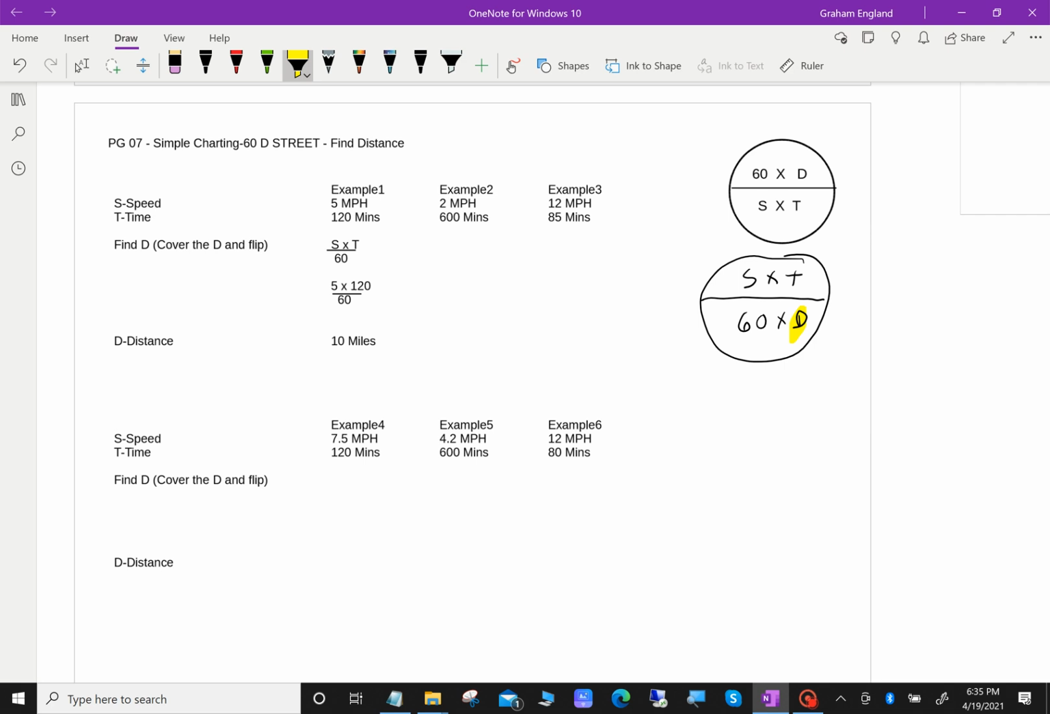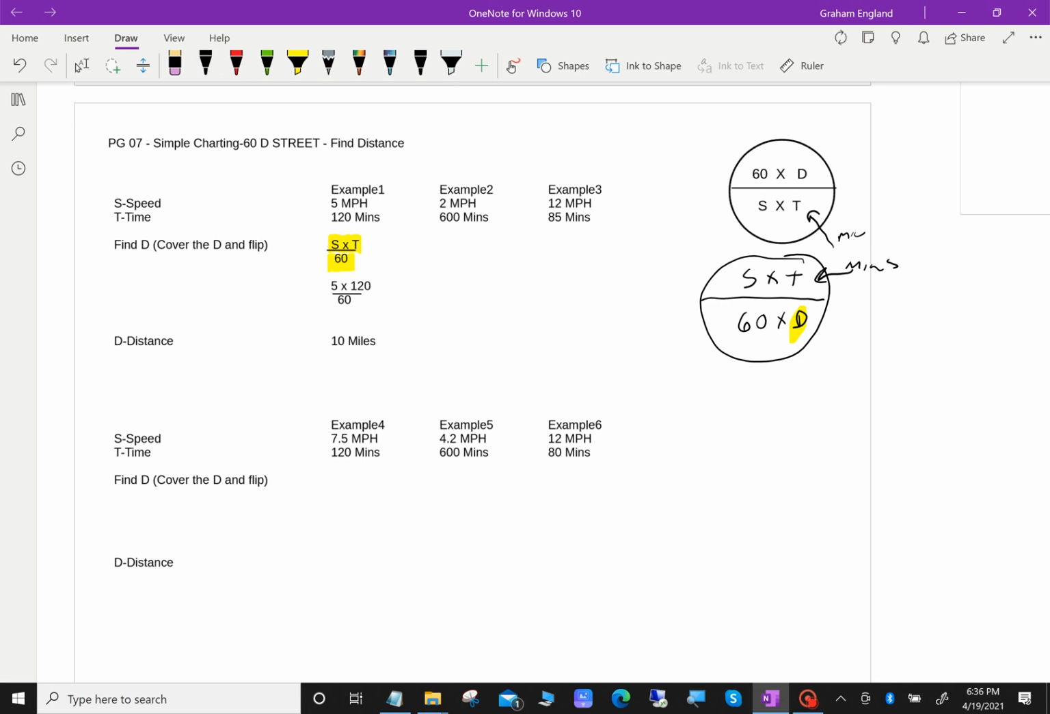So the formula that we do is the same as we did with everything else. We cover up the D and we just do that formula. So we cover up the D, and it would be S speed times time divided by 60. Remember, time is always in minutes. Let's make sure we point that out. Minutes.